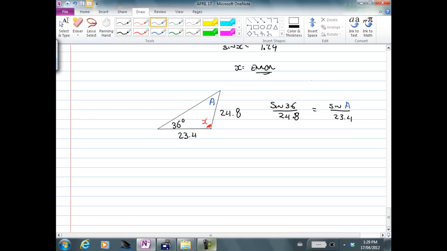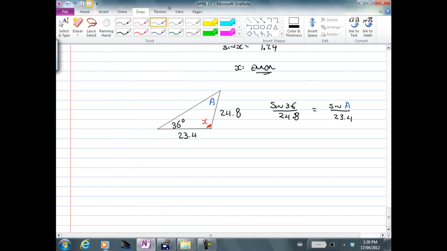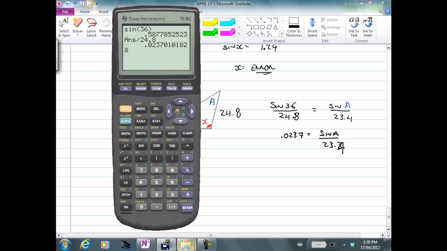To find angle a, look what I'm going to do. Many methods of doing this. I'm going to go sine 36 divided by 24.8. See, I'm just solving the left side. Gets you 0.0237. So let's write this down. 0.0237 equals sine A over 23.4. Bring 23.4 over. Times 23.4. 0.554. But I'm solving for A, so you got to do one more thing.